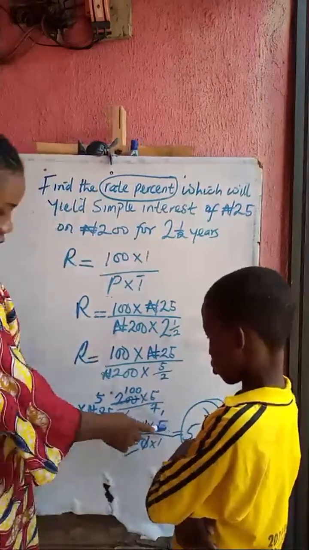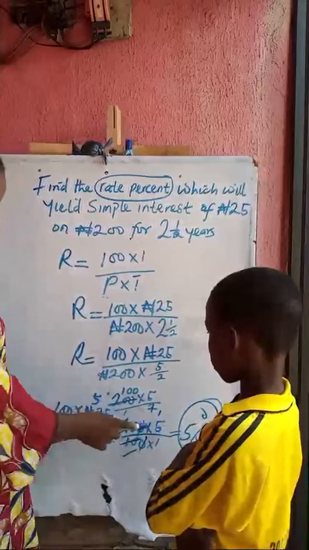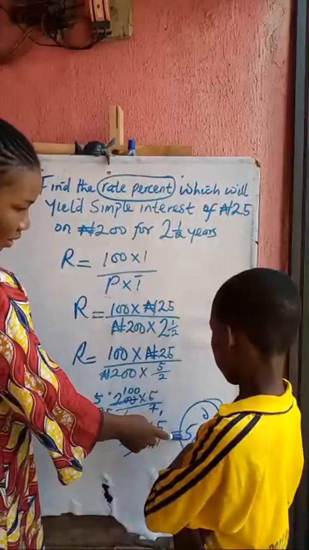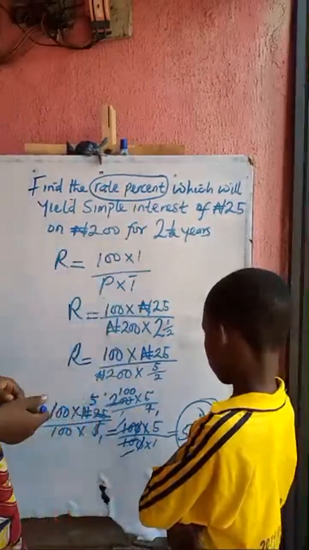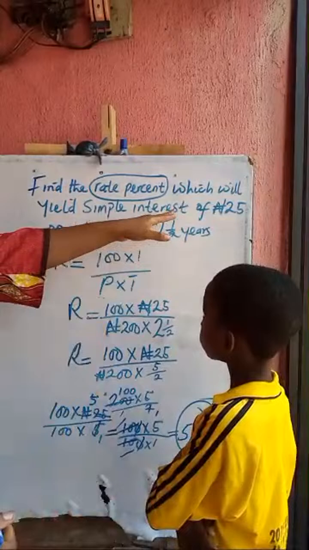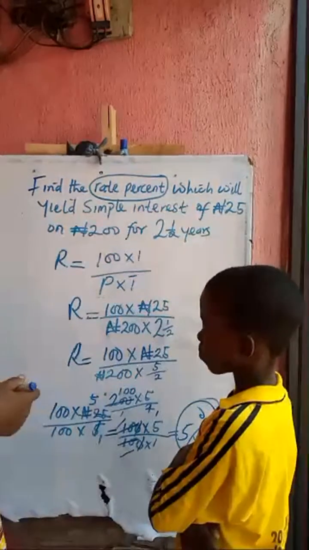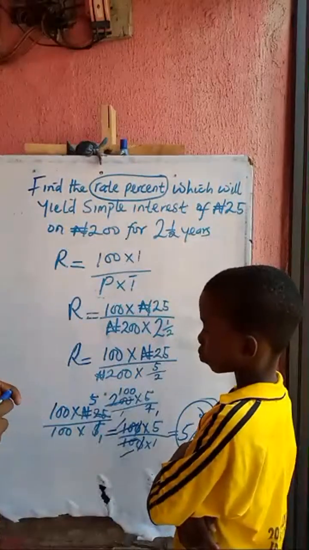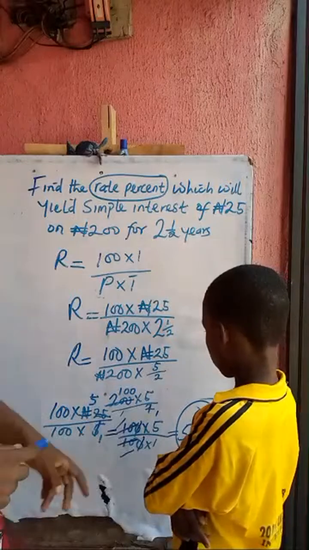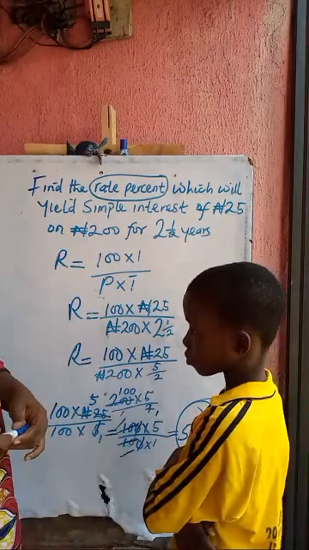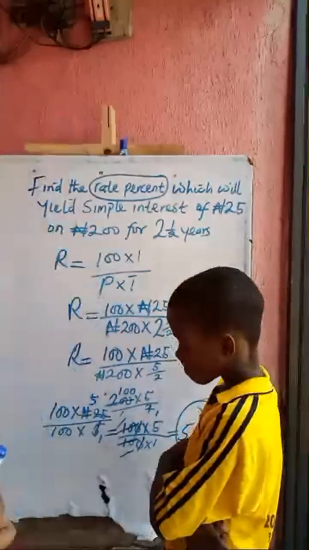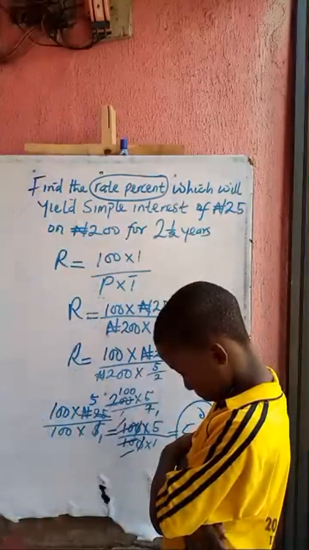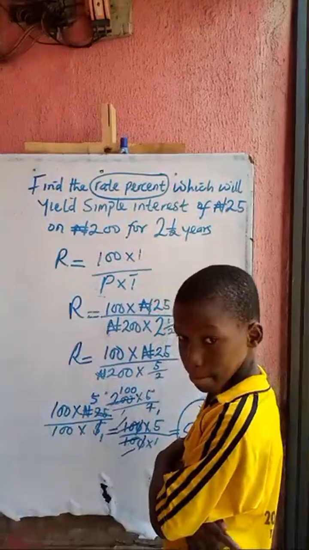So we are left with what? 5. This 5 here. And that is 5%. So the rate percent which will yield a simple interest of 25 naira is how many percent? 5%. Let's go to the next question.